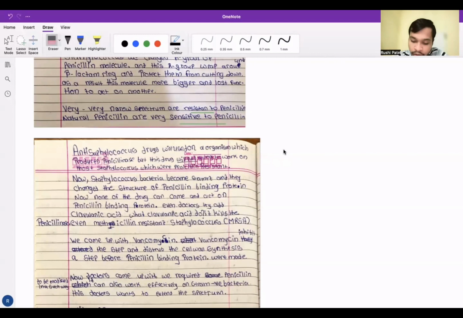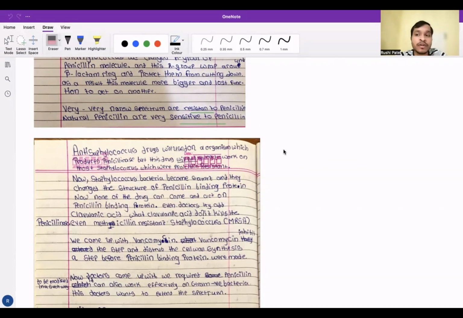आज का हमारा टॉपिक है वाइड स्पेक्ट्रम। In the previous video we saw about narrow spectrum, natural penicillin, and very narrow spectrums. So before, we discussed this about the very narrow spectrum anti-staphylococcal drug.